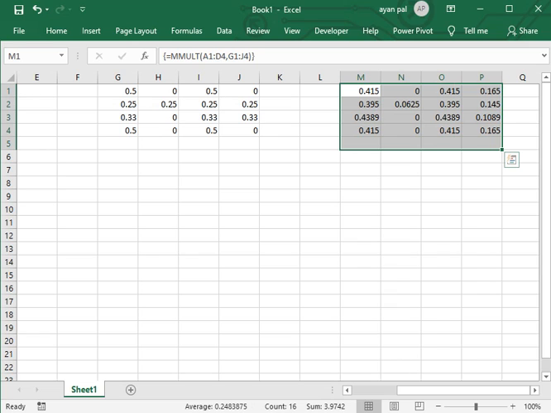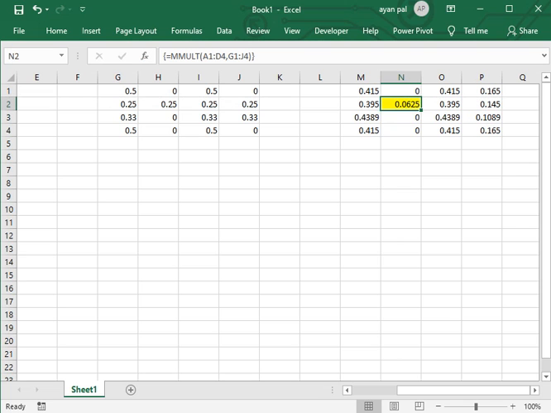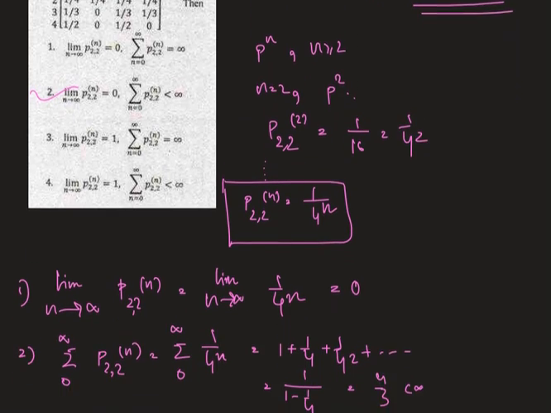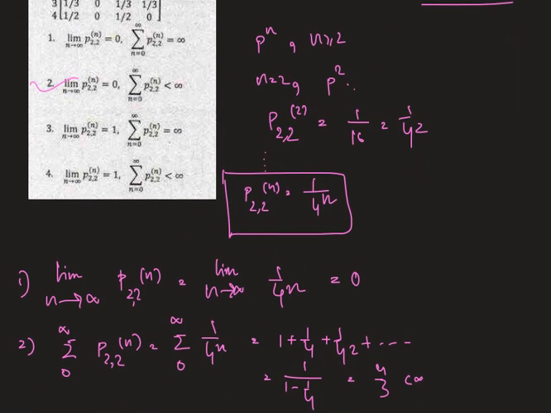Now we just need to find the probability for i equals 2 and j equals 2 for n equals 2, and this is nothing but 0.0625, and 0.0625 is 1 by 16, or we can write 1 by 4 square. So generalizing this formula, we get p22 to the power n is equal to 1 by 4 to the power n. Now limit n tends to infinity, 1 by 4 to the power n is 0, and the sum of 1 by 4 to the power n for n equals 0 to infinity is 4 by 3, which is a finite number, therefore less than infinity.